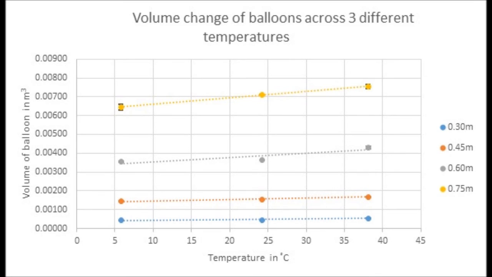results. A line of best fit was added and shows a positive trend across all initial volumes as the temperature increases. The line of best fit is steepest for the largest initial volume and flattest for the smallest initial volume. In conclusion, we confirmed that an increase in temperature would increase a balloon's volume.